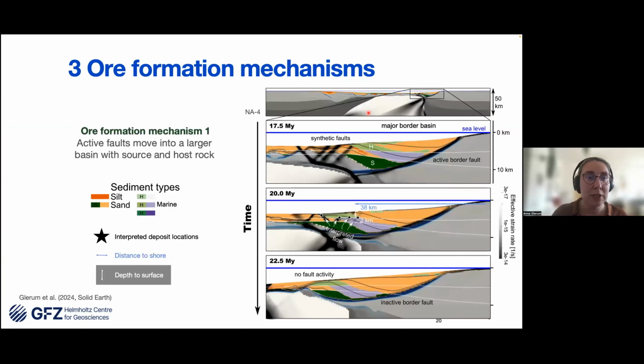Okay, just to zoom in a little bit on ore formation mechanism 1, we can see that for a specific period of time, we have these synthetic faults that provide a pathway from the source rock to the host rock. And I've drawn these white arrows to say this would be the interpreted flow of the fluids carrying the metals. And then once they hit the host rock from below, this is where they would deposit. This is indicated by the stars. And then the time window for mineralization is constrained by the fault activity, basically.